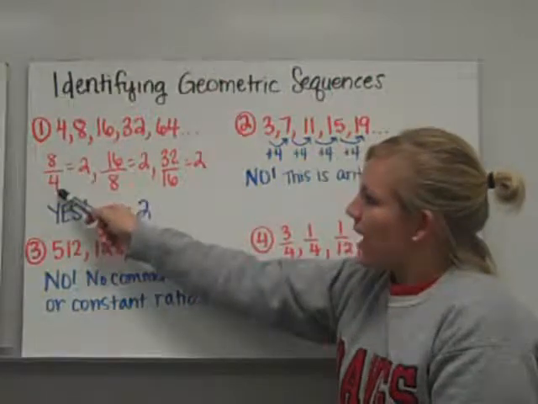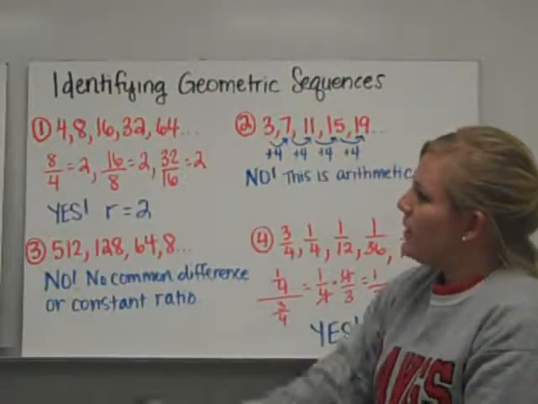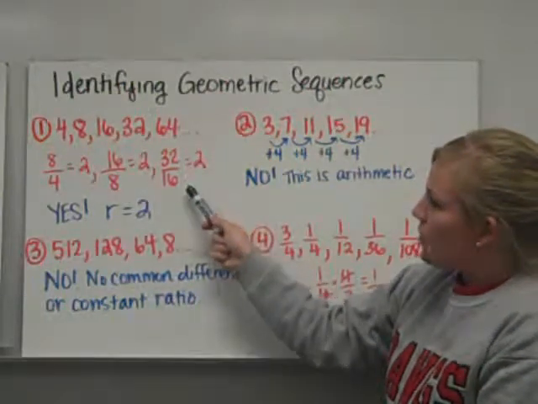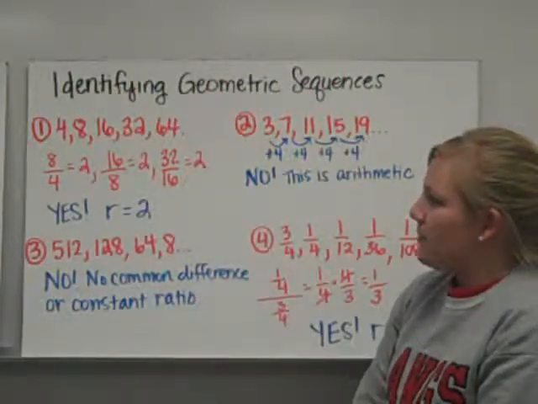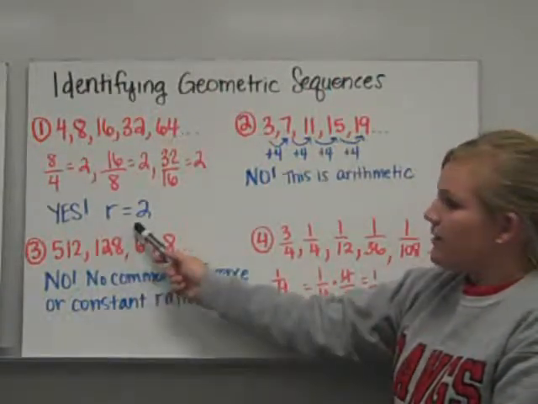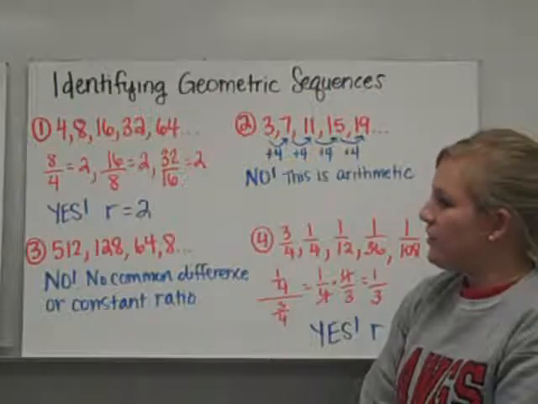So a ratio between 8 and 4 gives me 2. A ratio between 16 and 8 also gives me 2. And a ratio between 32 and 16 gives me 2. So yes, this is a geometric sequence, and the constant ratio here is equal to 2.